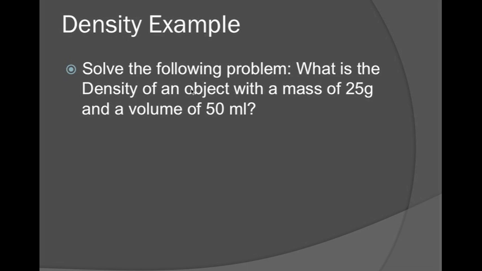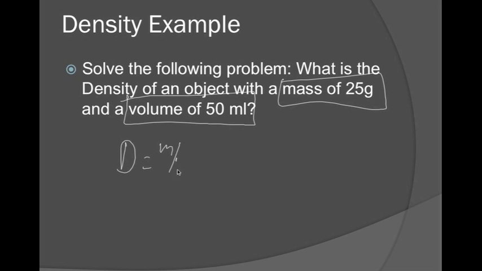It says, what is the density of an object with a mass of 25 grams and a volume of 50 milliliters. So we have a mass of 25 grams, a volume of 50 milliliters. And I think on your review it's cubic centimeters, but remember they're interchangeable. So we know that density equals mass divided by volume. So we set this up and we'll have mass on top, which is 25 grams. We'll have volume on bottom, which is 50 milliliters. We go ahead and divide those guys out and we'll get 0.5, and our unit is going to be grams per milliliter.